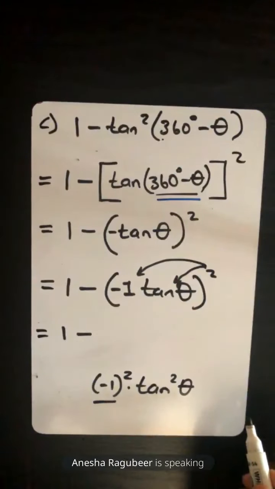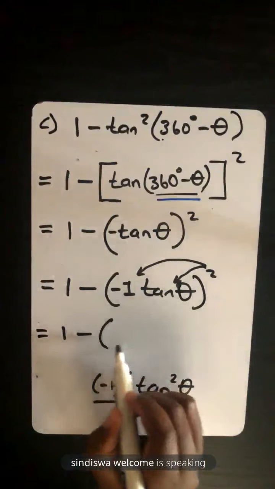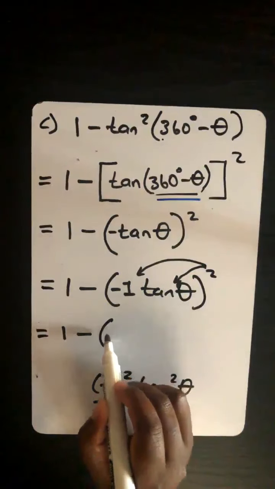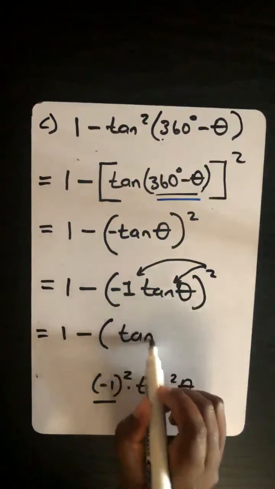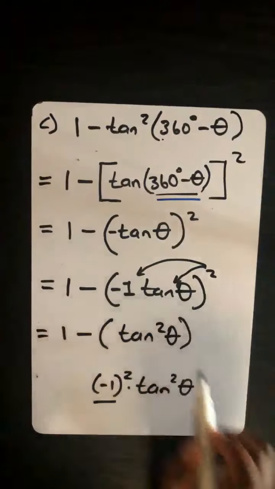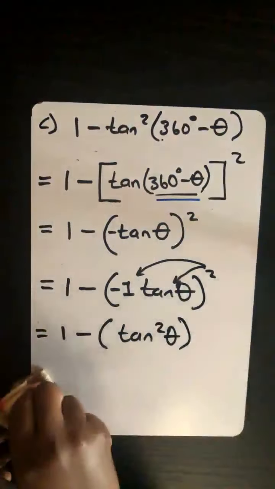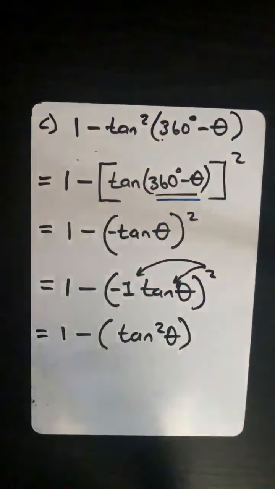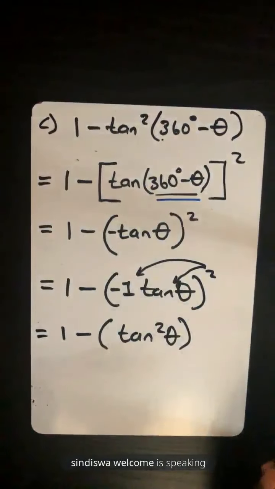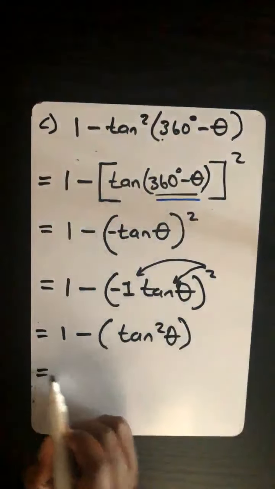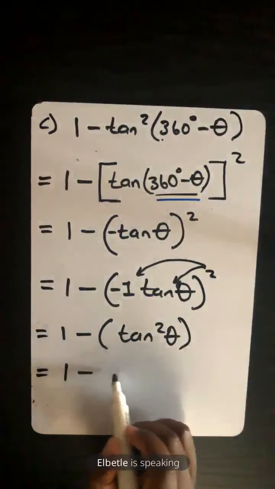Is it -1 or +1? Positive 1. So that means we're going to have a positive invisible 1 tan squared angle there. Does it make sense to everyone? Okay, which means this is the same.